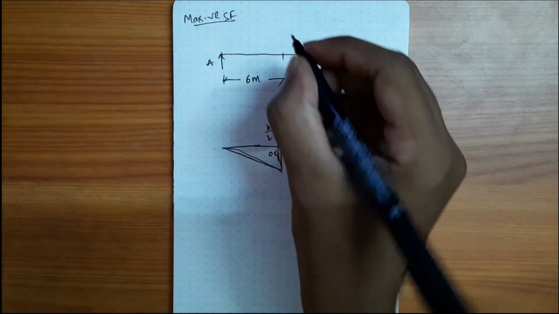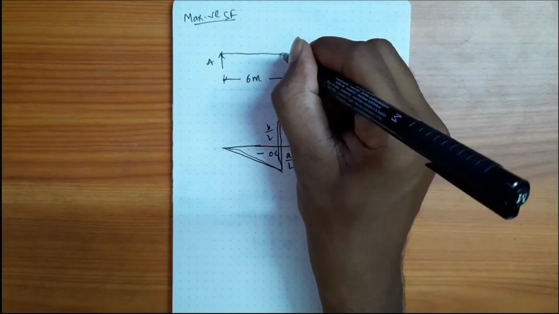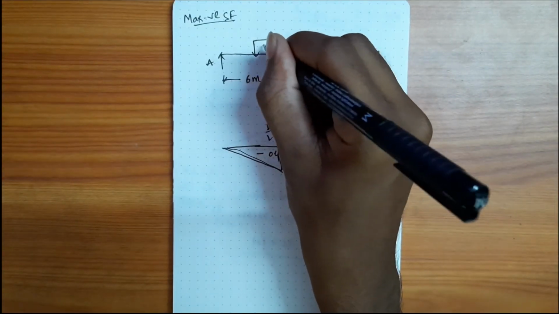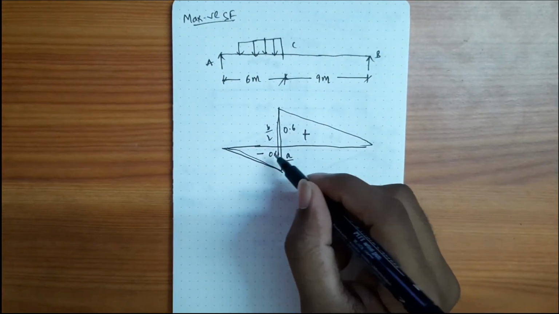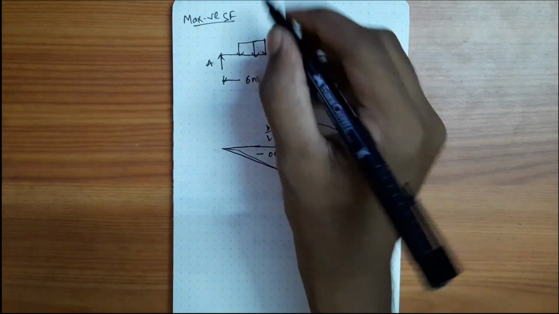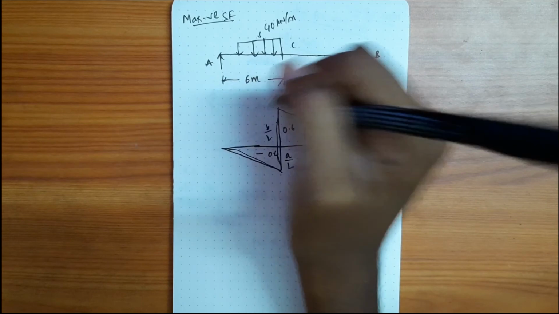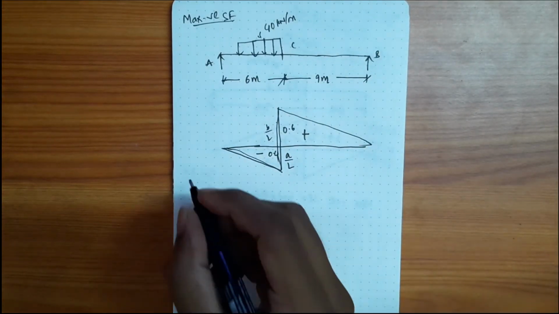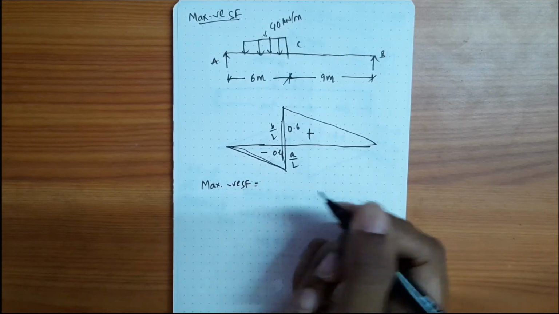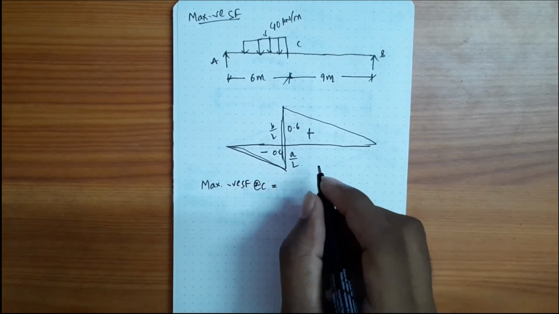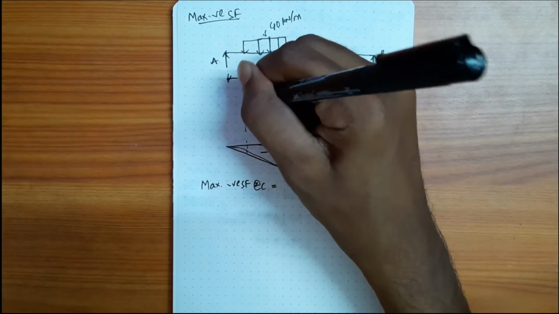We have already calculated these. When it comes to maximum negative shear force, place the UDL on the left side of the section. Why? Because we need the maximum negative, and this is the negative region, so we will be getting a negative value. If we go into the right side, we will be getting a positive value, so the value will be reducing again. So maximum negative shear force at C is equal to load into ordinate. So we need to calculate this ordinate.